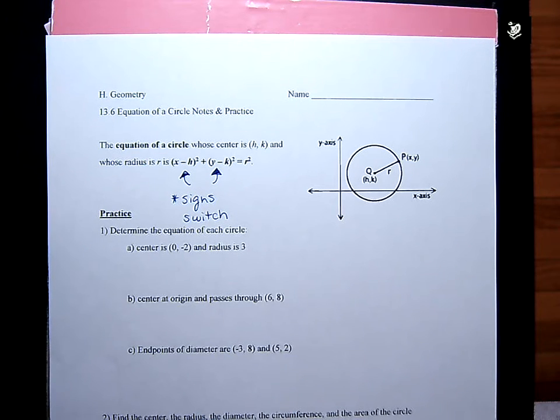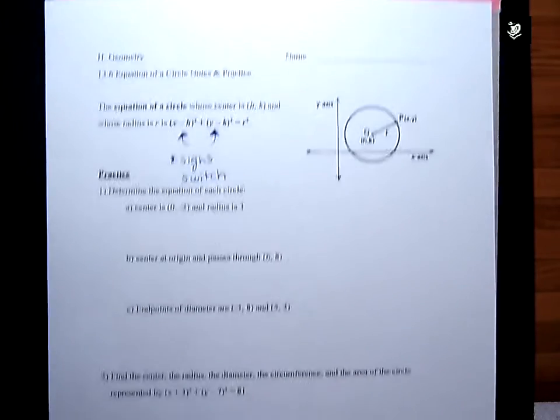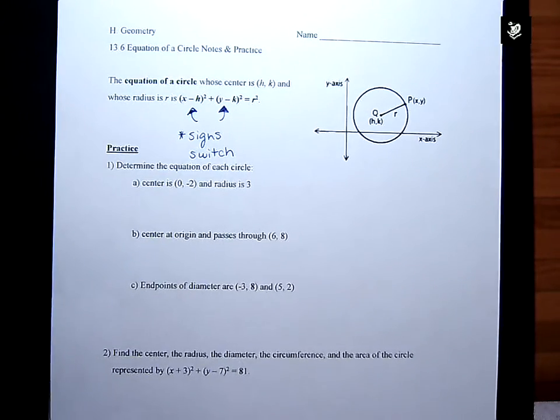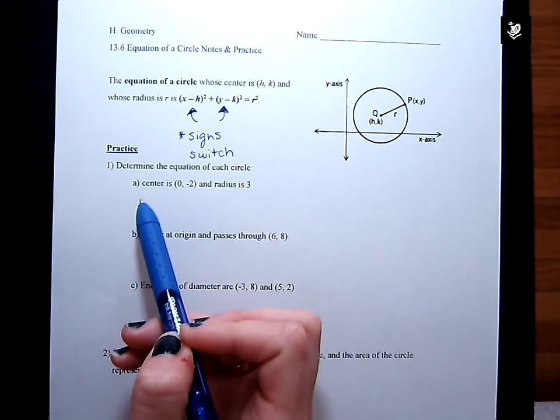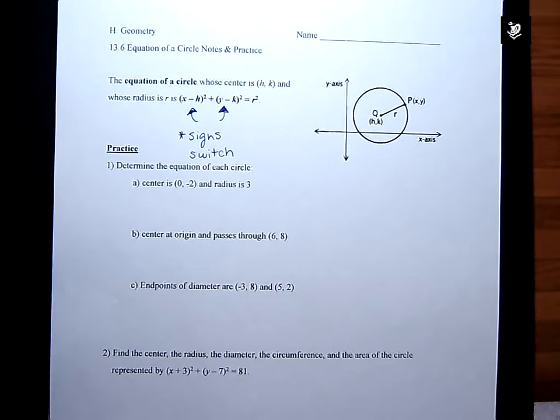And just like my last video, that's the extent of my notes. The rest of it is really just going to be practice. So let's look at number 1. See if you can determine the equation of each circle. So the first piece of given information is that the center is 0, negative 2, and the radius is 3. So see if you can figure out which equation matches with this specific information.